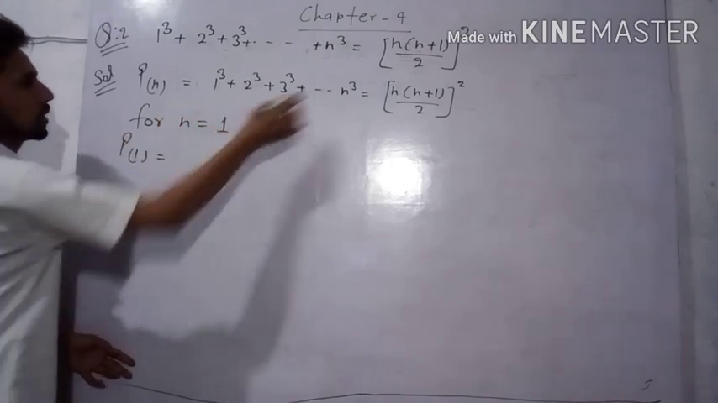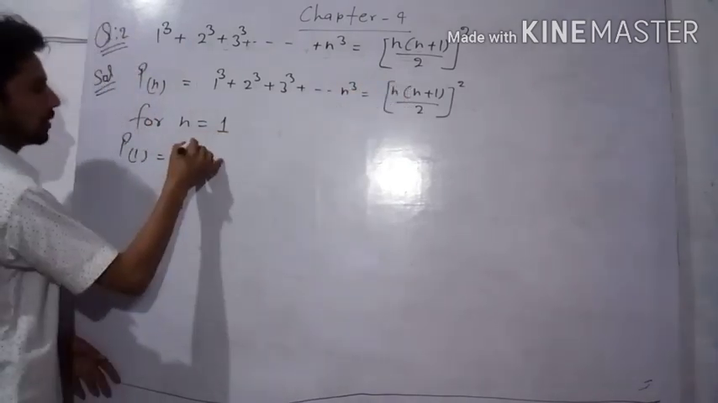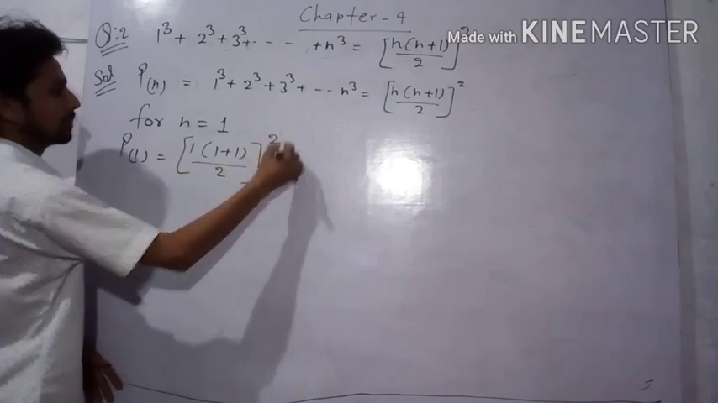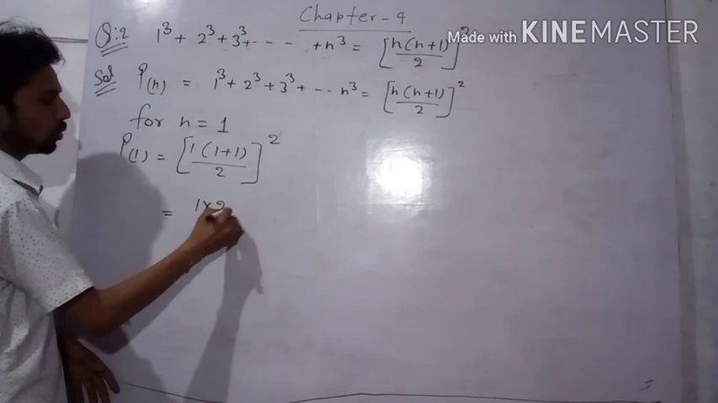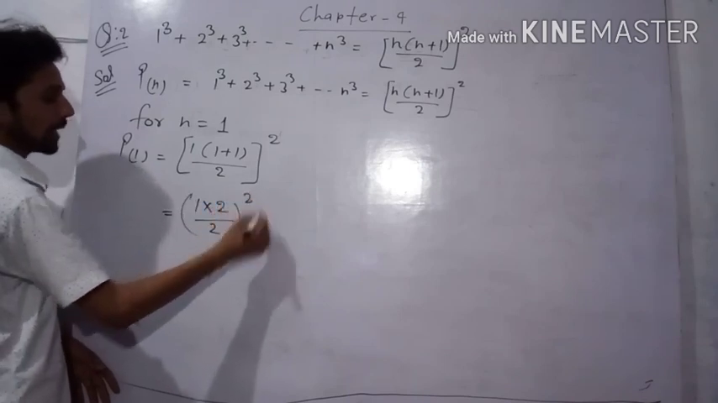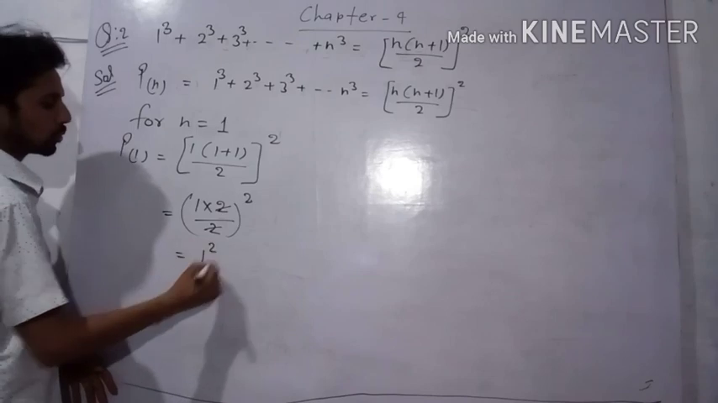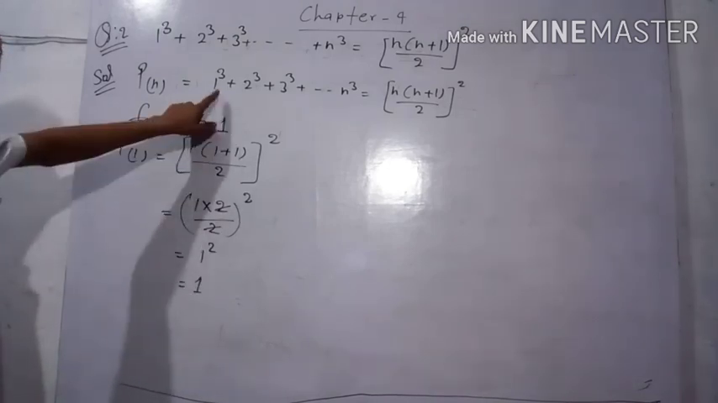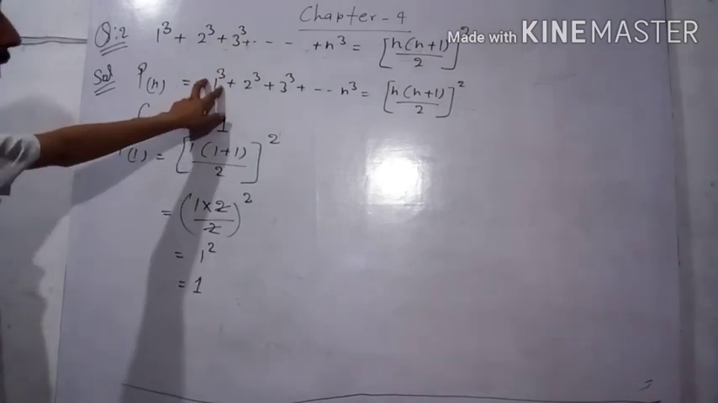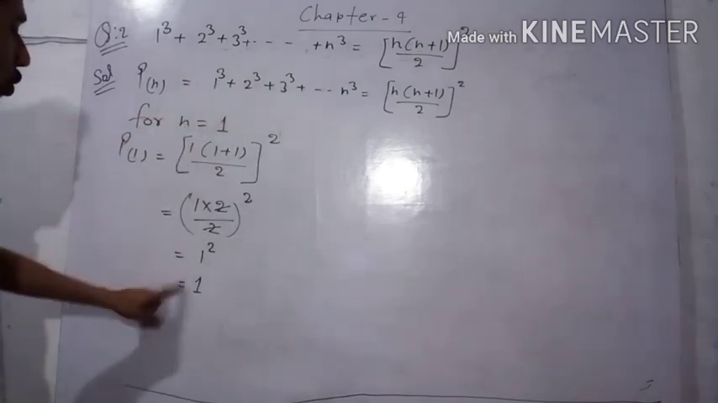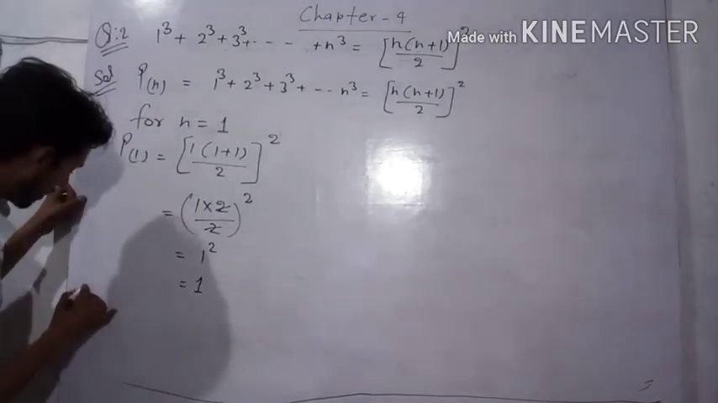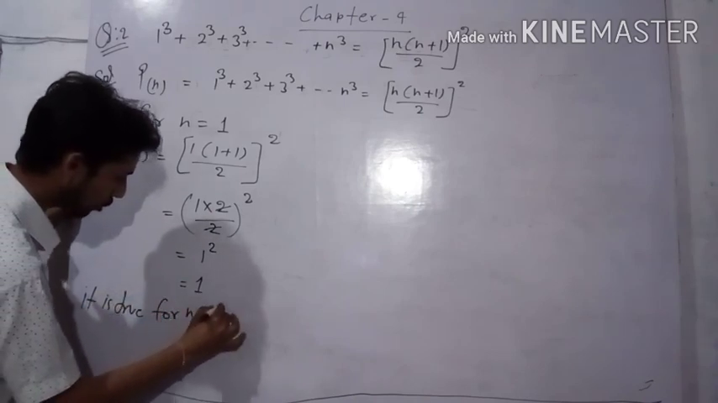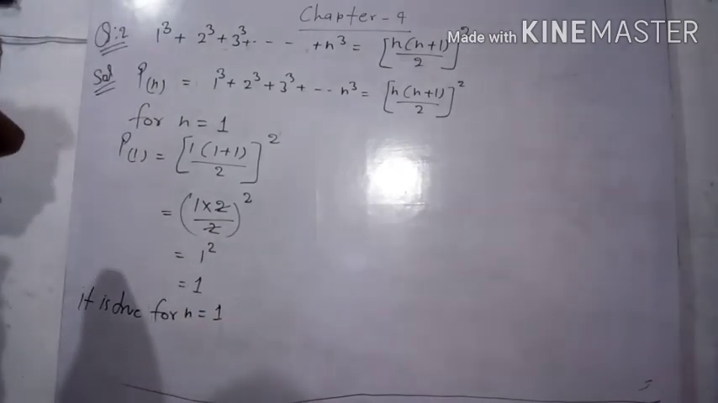For n equals to 1, P1 equals, put the value of 1, 1 into 1 plus 1 upon 2 whole square. The 2 cancels with 2. So 1 square, that is 1. For n equals to 1, the value comes 1. And from the other side, 1 cube is equal to 1. So it is true for n equals to 1.